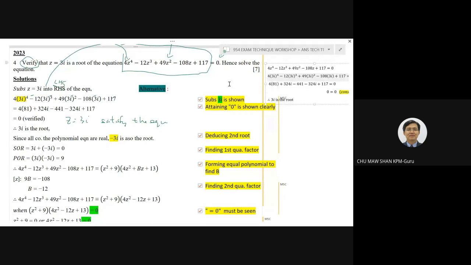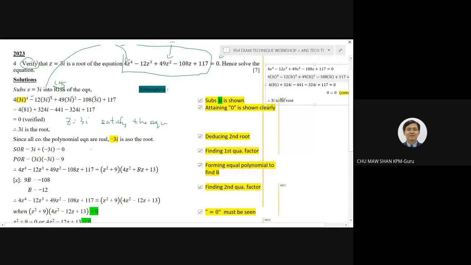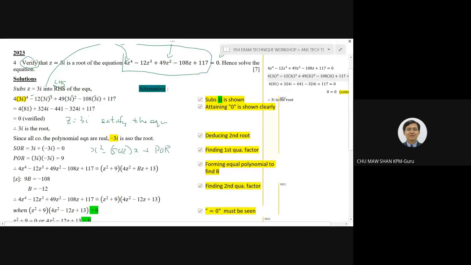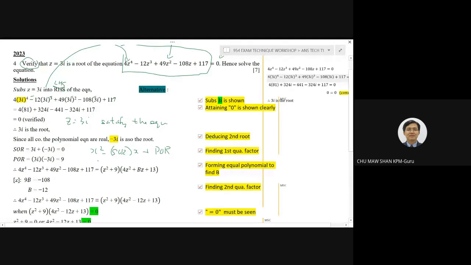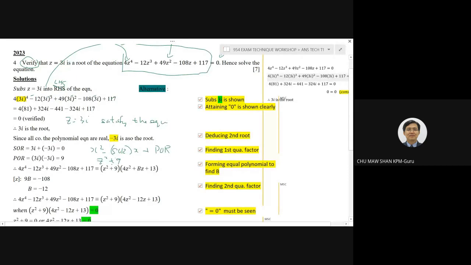Since all the coefficients of the polynomial equation are real, negative 3i is also the root. All right, I try to form the quadratic function by using the formula x squared minus sum of root x plus product of root. Kan? Okay, so I find my sum of root, 3i plus negative 3i, I get 0. Product of the two roots, I get 9. So I get z squared plus 9 finally, which is this one.